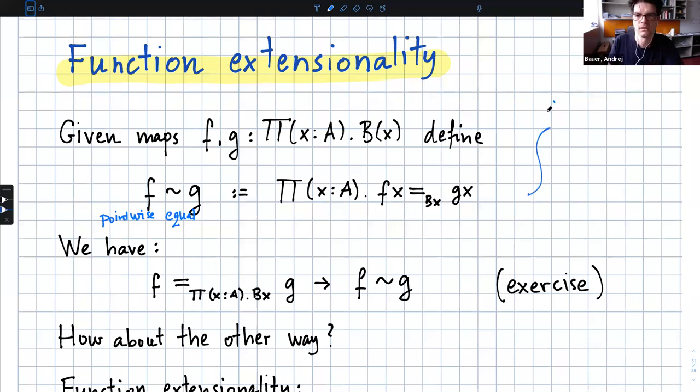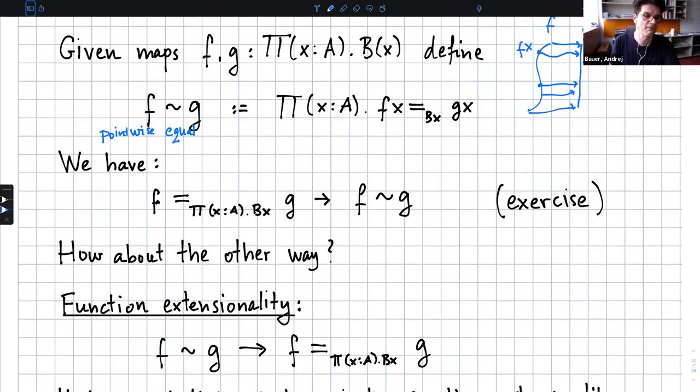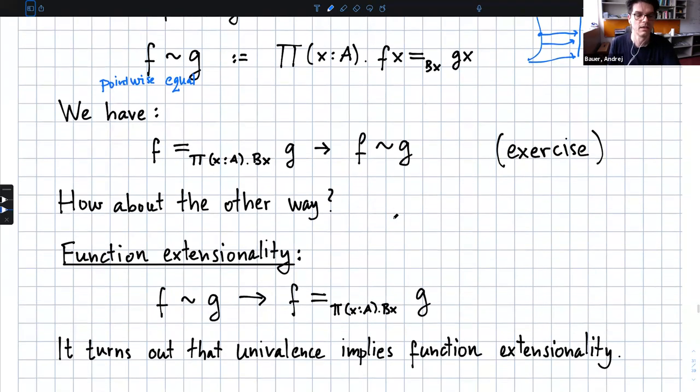So this is F and this is G. Then for every X, I get some path from F of X to G of X. It's very natural to expect that that means I have a path from F to G, not just a pointwise path. And in fact, we can go one way using path induction: if you have an honest path from F to G, then that will give you this pointwise path. At each point, there is one. That's a nice exercise to do. But how about the other way around? The other way around is called function extensionality. And it states that if two maps are pointwise equal, then they're equal.